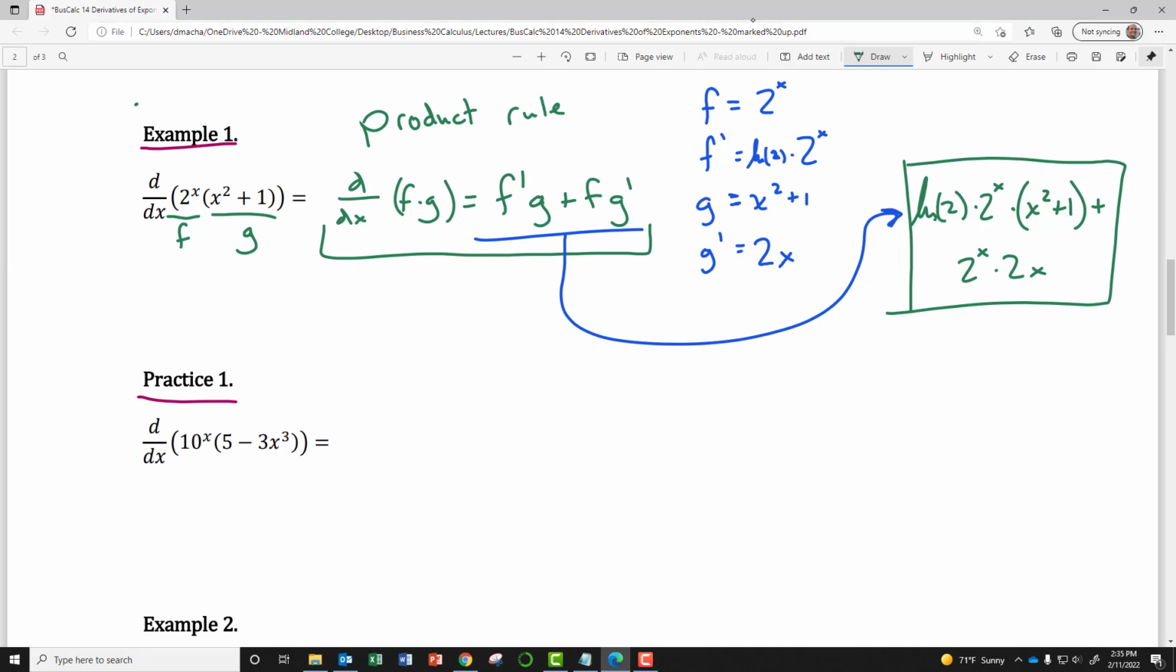So this is the point where you pause the video, you try practice number 1 on your own, and then when you're ready, start the video again, and you can see this solution.